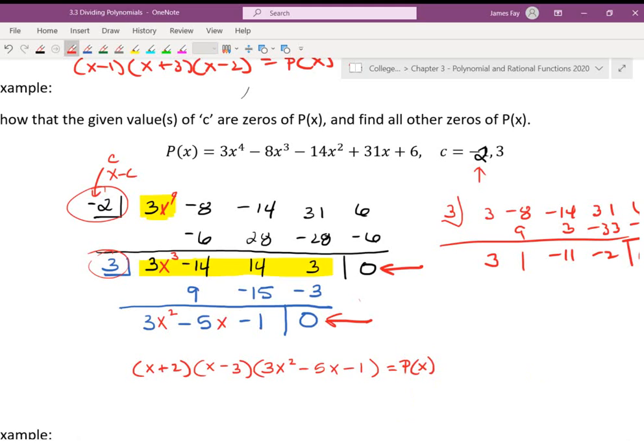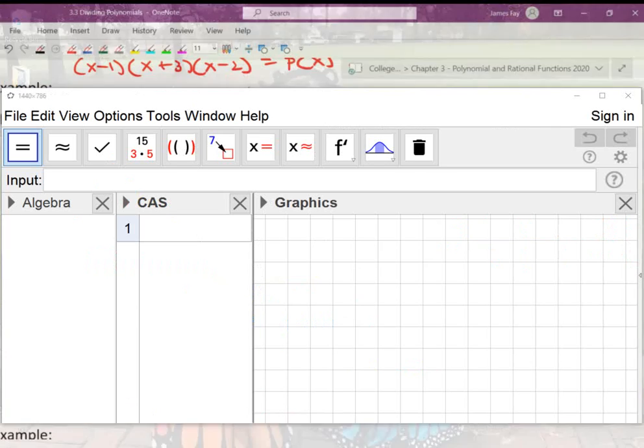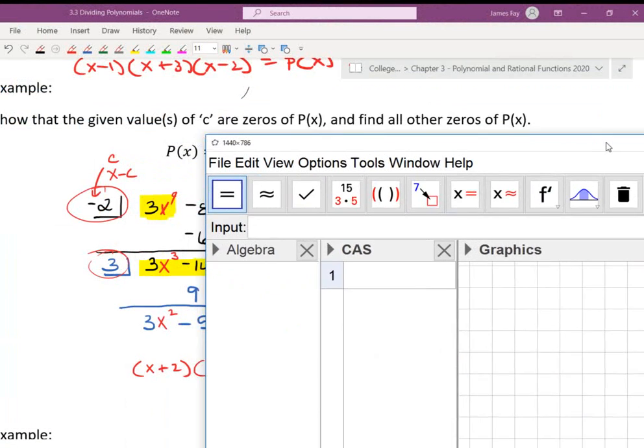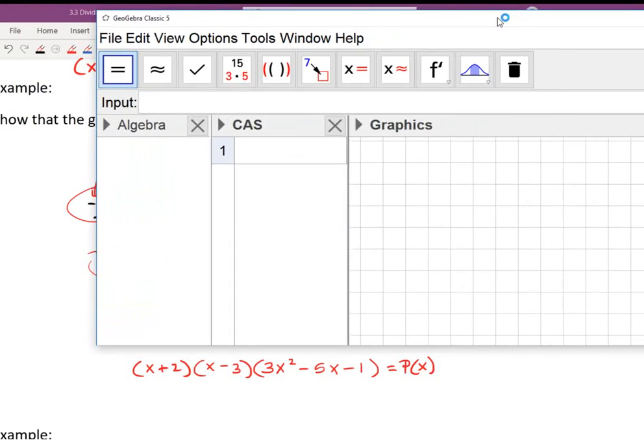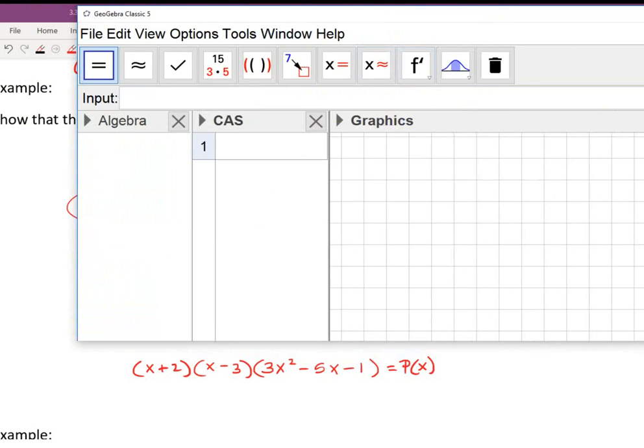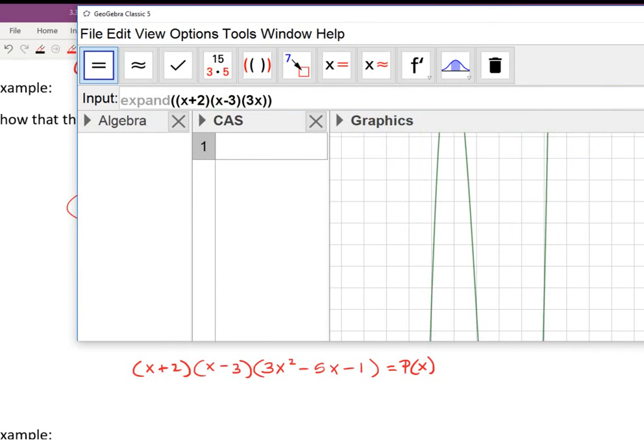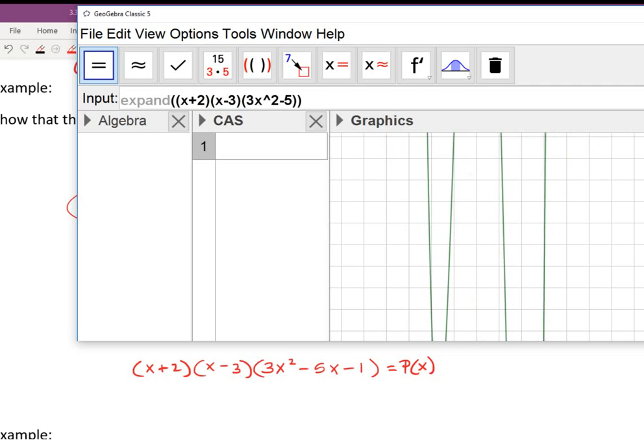Okay, so did that allow us to take our original polynomial and break it down a little bit? There are all kinds of calculators out there, guys, that allow you to quickly do this. GeoGebra has this built into it. I'm just going to take the x plus 2, x minus 3, and I think I can actually type it in here. I go expand x plus 2, x minus 3, times 3x squared minus 5x minus 1.